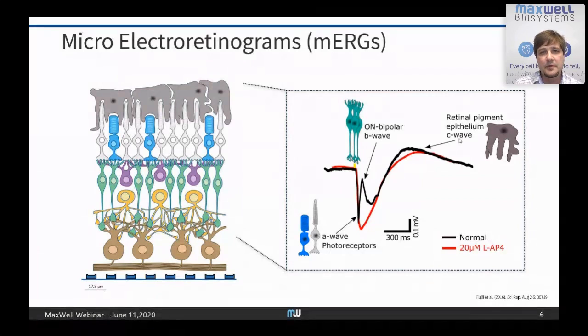Now, for instance, we have specific B wave blockers in the form of LAP4, which is an ON bipolar cell blocker, or for instance, NBQX, which is a selective OFF bipolar cell blocker.